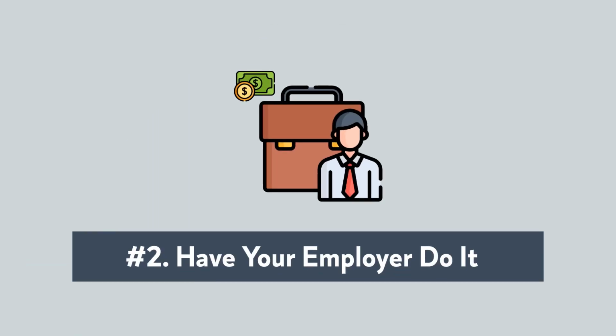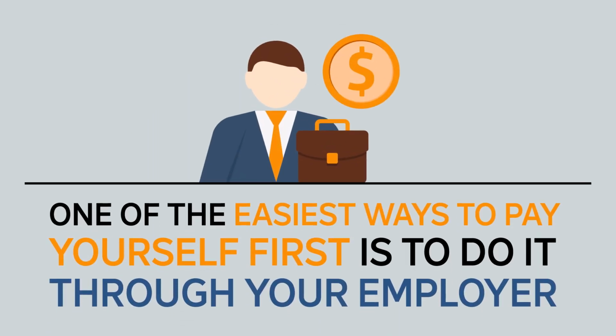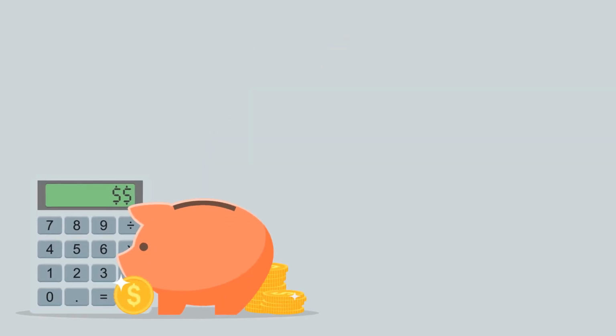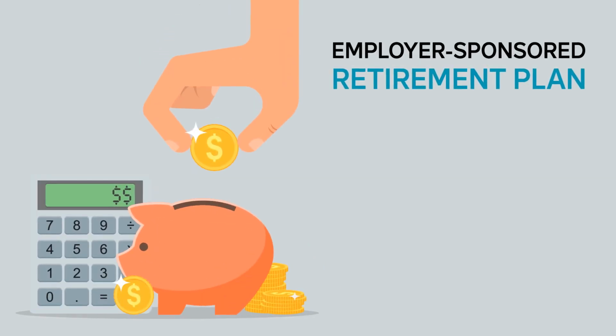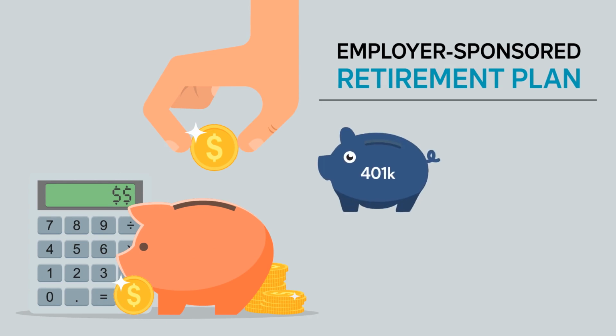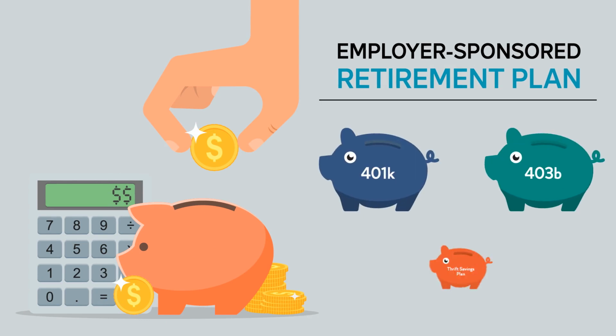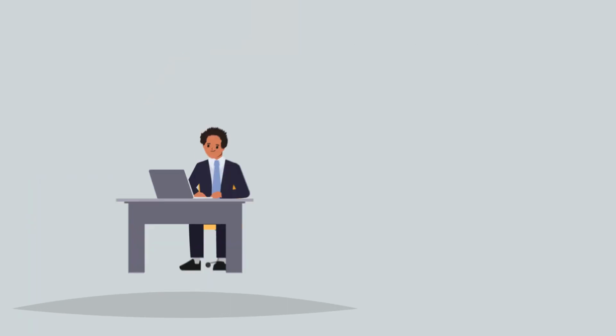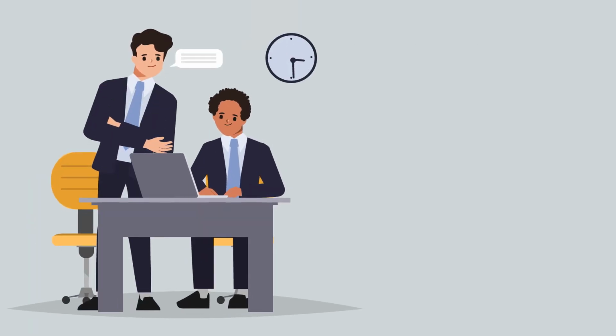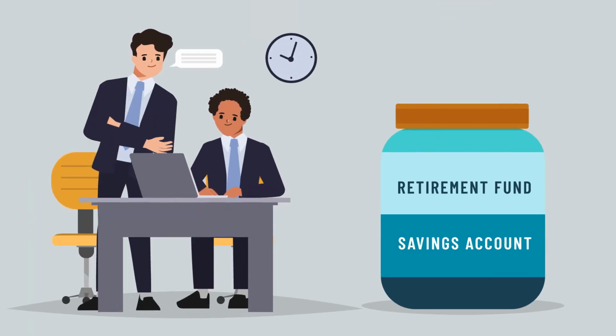2. Have your employer do it. One of the easiest ways to pay yourself first is to do it through your employer. You can save for long-term goals like retirement by contributing to an employer-sponsored retirement plan like a 401k, 403b, or thrift savings plan. Talk to your payroll or human resource department and begin by investing a fixed amount or a percentage from each paycheck.